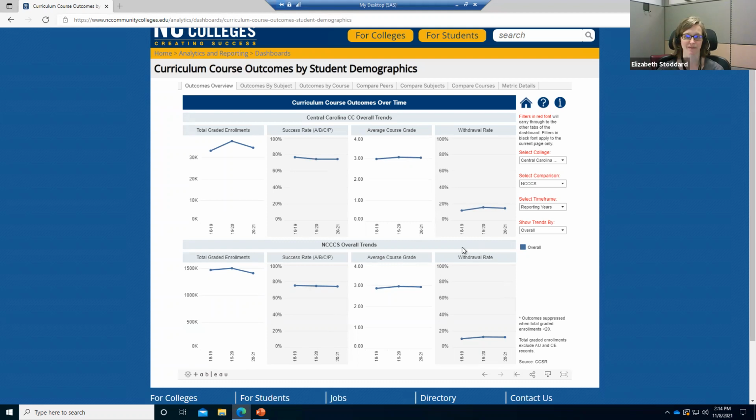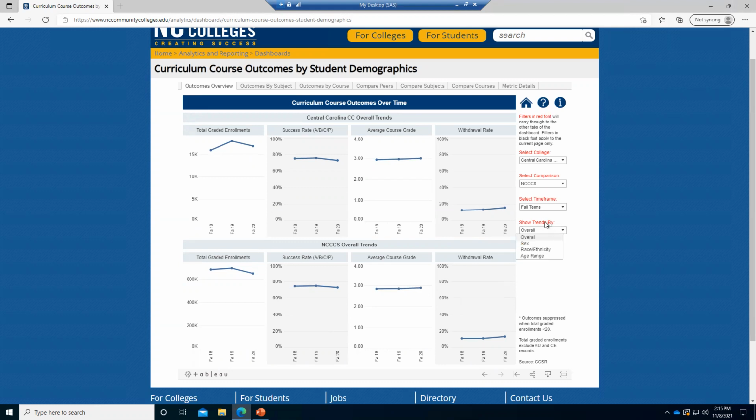Most of our dashboards where we look over time, we allow you to select the time frame that you want to look across. So you'll notice that right now we're looking across reporting years, 1819 to 1920 to 2021. We can use this select time frame filter to look instead at fall terms or summer terms or spring terms. So I just changed that to fall, and now we're looking across fall terms.